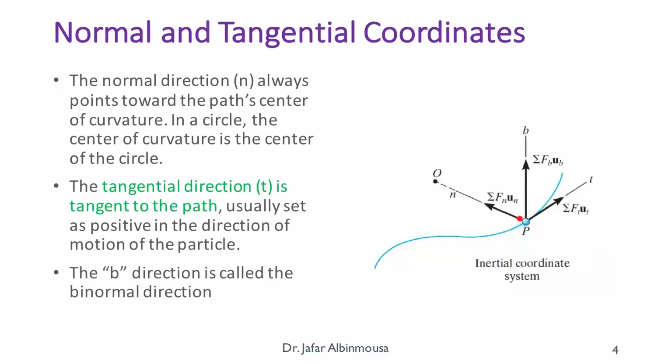Now, the other axis, which is the normal axis, is perpendicular to the tangent, and it has to point toward the center of the curvature right there. The only new term here, which is a new axis that we haven't talked about before, is the binormal direction. And this is basically a result of the cross multiplication between these two vectors, which is a vector perpendicular to their plane.